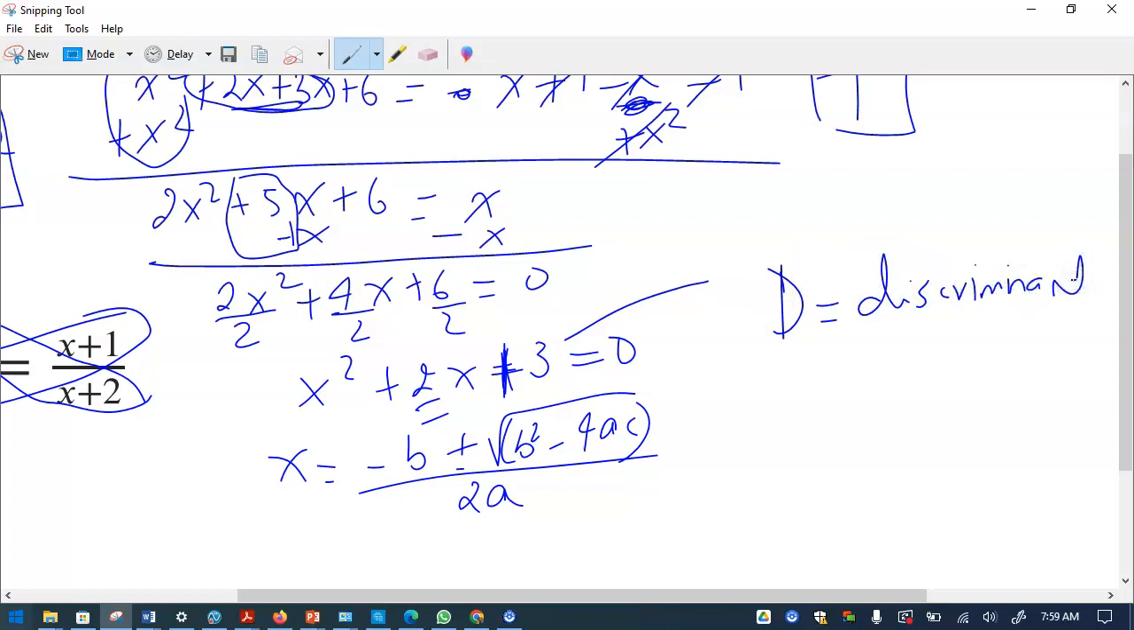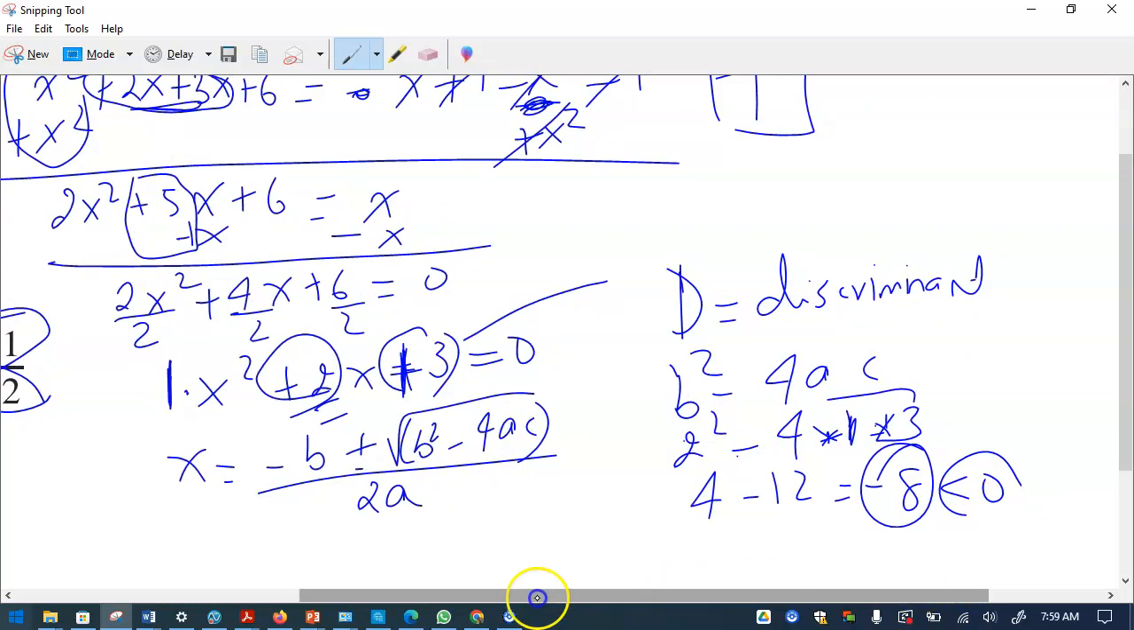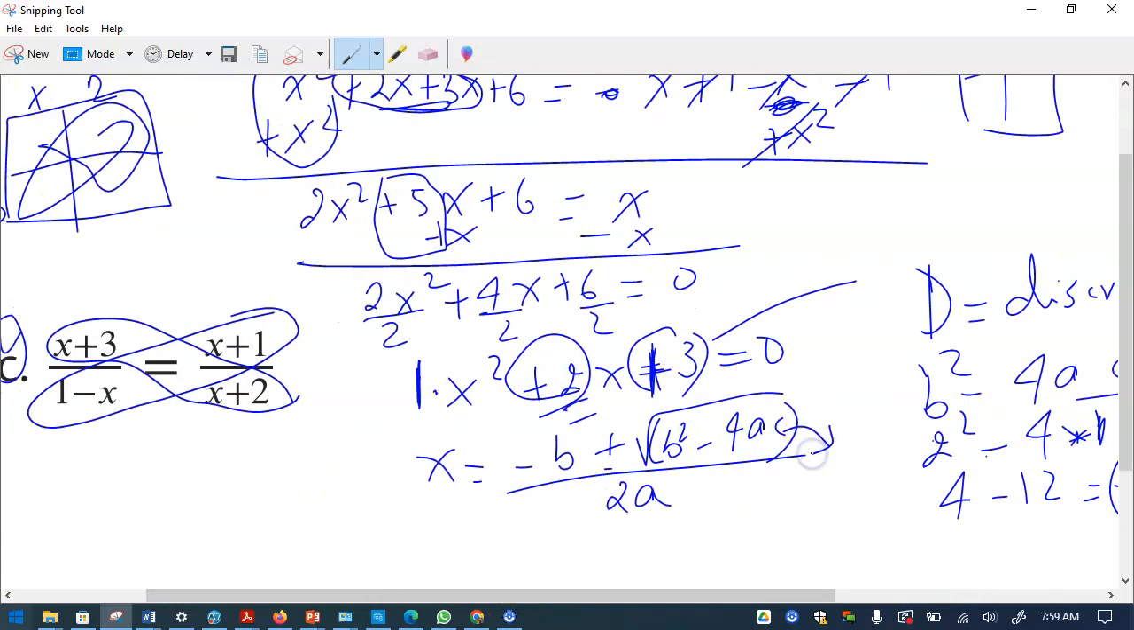So in order to have two graphs meeting, there has to be a real solution. So b squared minus 4ac: b is plus 2, so 2 squared, minus 4 times a, which is 1, times c, which is plus 3. This becomes 4 minus 4 times 3, which is 12, and that is negative 8, which is less than 0. The moment we have less than 0, the inside part is negative, and that's why we say there is no real solution.